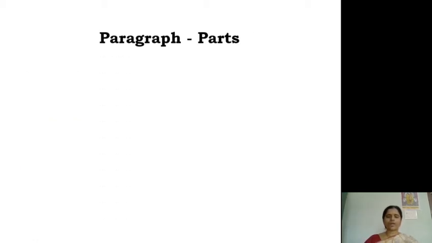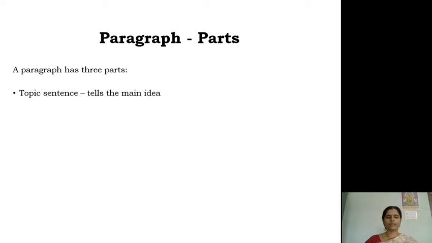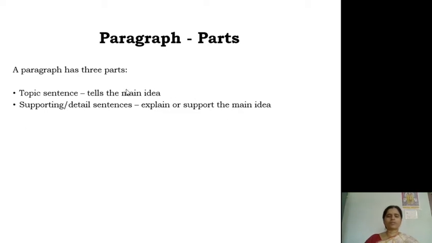Now what are the parts of a paragraph? A paragraph has 3 parts. First part is the topic sentence. This sentence tells us the main idea of the paragraph. The second one is supporting or detail sentences. All these sentences explain or support the main idea. Whatever the main statement that we have given in the paragraph, the supporting details that we are adding should support this main idea.